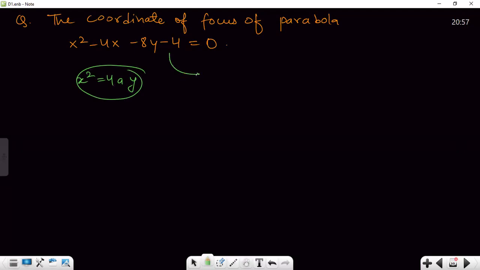How? By making it a perfect square. So x square minus 4x. To make this a perfect square, we take half of its coefficient and take its square, and add and subtract it. What is it? 2. 2 square is 4 only. So plus 2 square minus 2 square minus 8y minus 4 is equal to 0.